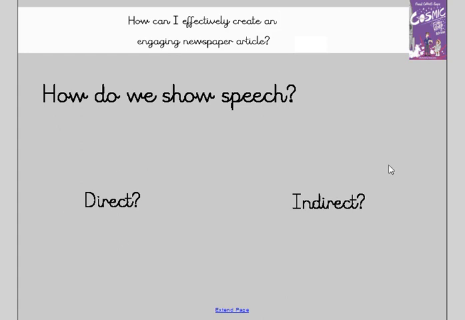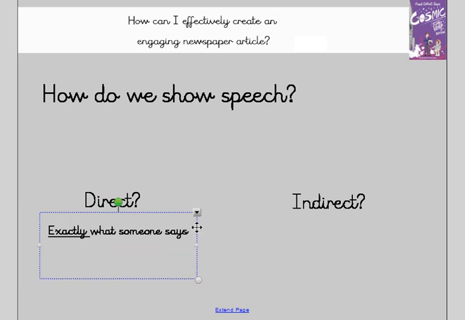We've got direct and indirect speech, and we're going to look at the difference between those two today. When we're using direct speech, that is when we're saying exactly, and that's really important, exactly what someone says. It is exactly word for word what they say, and we need to use inverted commas, speech marks, to do that.